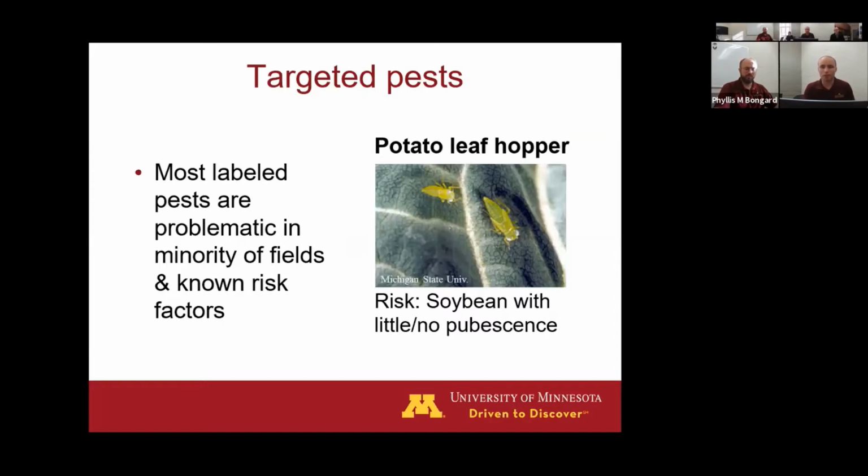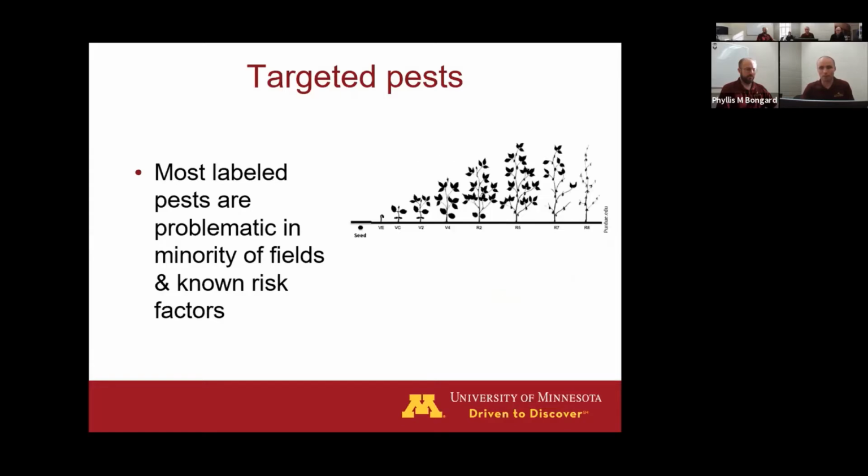And then potato leafhopper, these are tiny little green insects that suck the sap out of the plants. For the most part, they're not much of an issue on many of our soybean varieties, and that's due to the hairiness or pubescence of those leaves that can protect those plants from this pest. But if you have a soybean variety with little or no pubescence or hairs on the leaves, it could be at higher risk to potato leafhopper infestation.